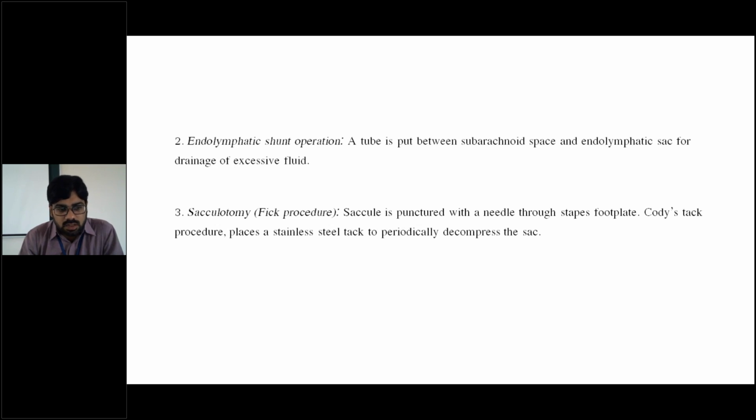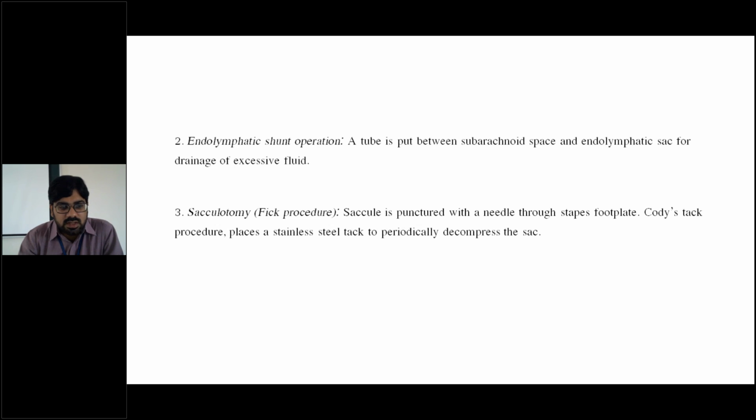Another procedure is known as sacculotomy, that is a fixed procedure. The fixed procedure is also done in most of the cases. In sacculotomy, the saccule is punctured with a needle through the stapes foot plate, and the fluid will come out of the saccule. So that will relieve the symptoms.